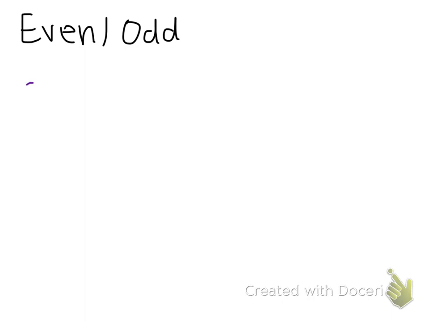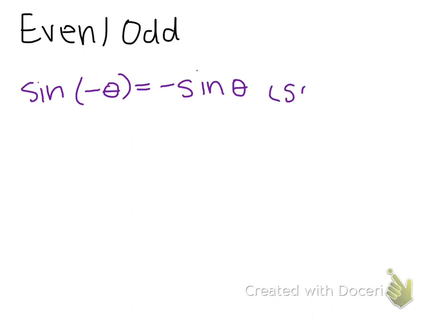So sine is an odd function, and the sine function says if you have a negative angle, you move the negative out front. It's the same thing as evaluating the angle as a positive, which means cosecant is also going to be the same. The negative goes out front.